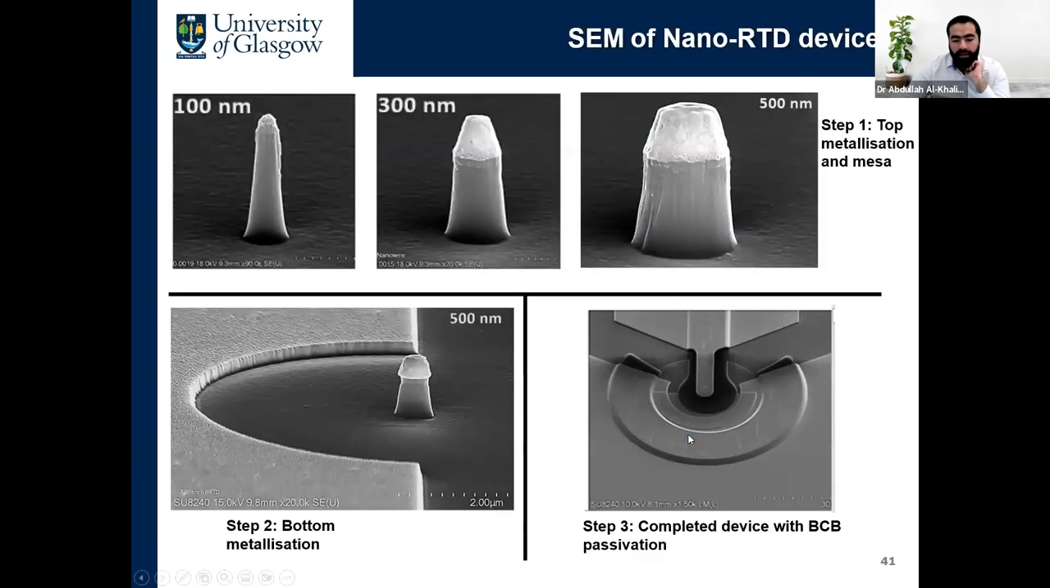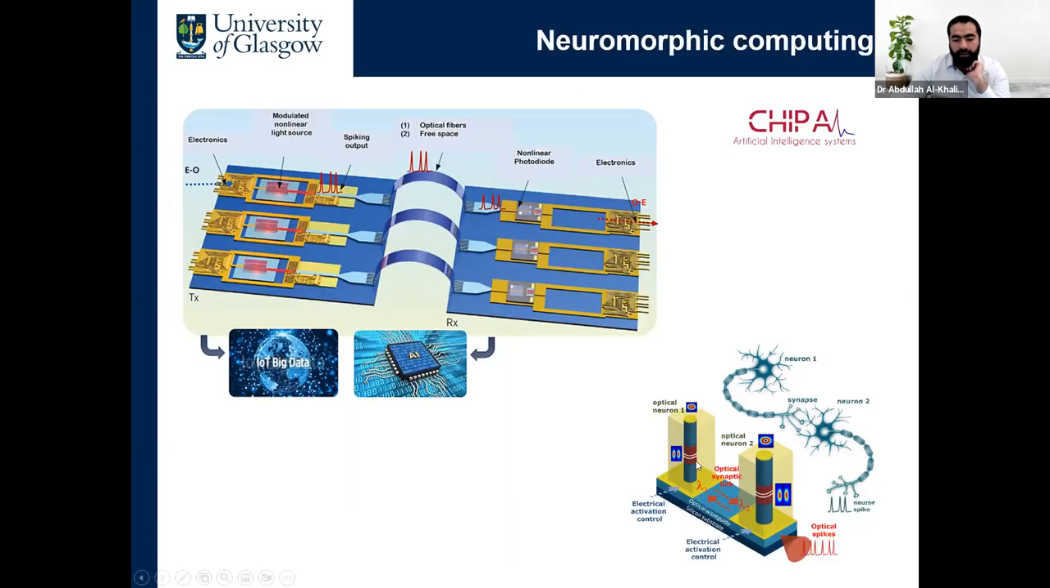Here is another illustration. So basically we have nano pillars, and we can have an optical link between these pillars. And basically we can use the electrical activation control. So we will have nano lasers and nano photodetectors embedded within the RTD structure. So we can have the processing happening in the optical domain.